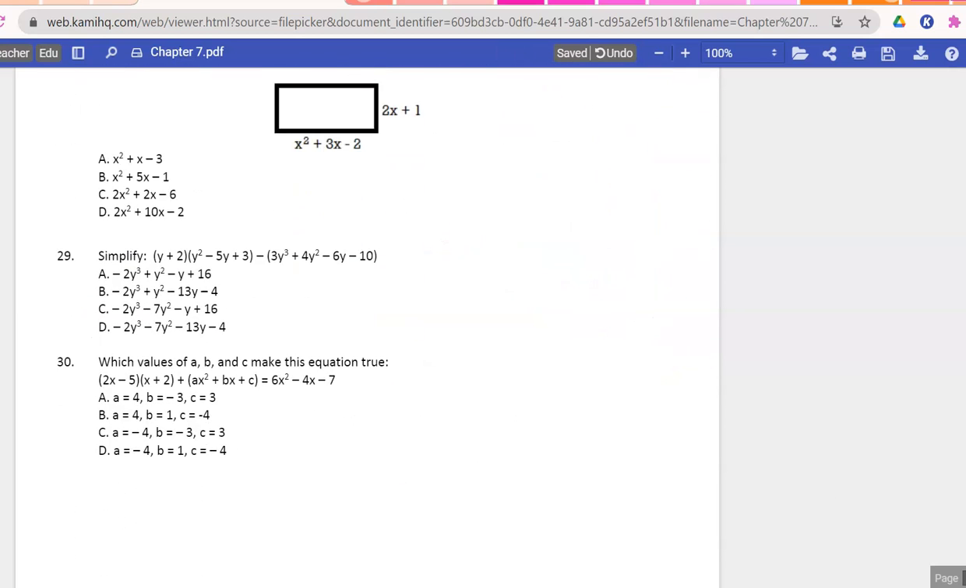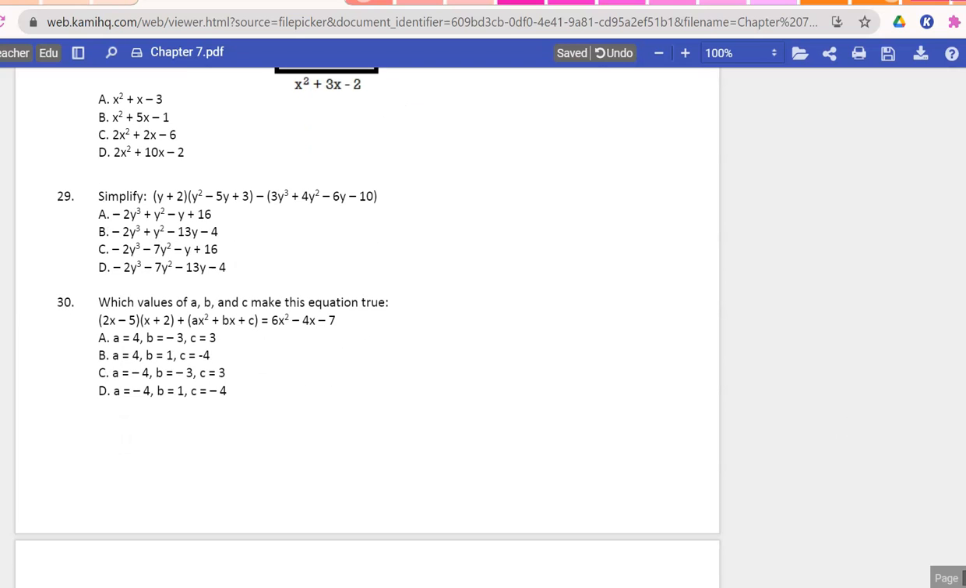Last multiple choice question we're going to do together is number 29. So they're asking you to simplify here. You need to distribute first, so you need to multiply first, then you're going to have to subtract. So this one's going to be a little bit complicated. So we are distributing the y to all 3 of these things in your second set of parentheses and the 2 to all 3 of those things.